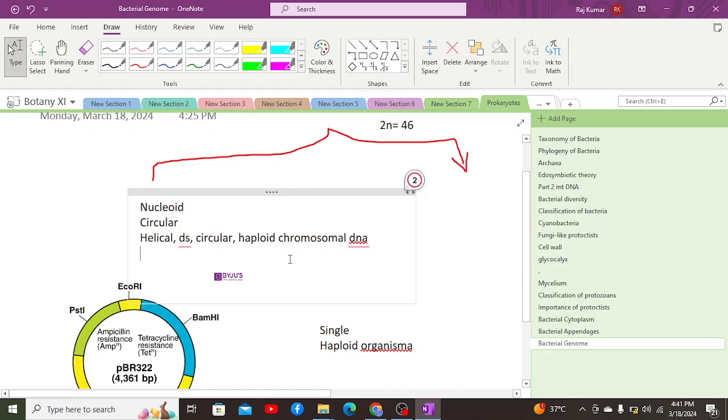After that, the nuclear region is responsible for controlling the growth and metabolism of the bacteria.